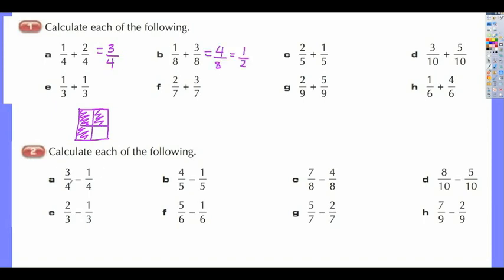So for this one we've got 3/4 and I want to take away 1/4. So looking back at my diagram, we've got 3/4 already shaded in. If I take away 1/4, I still have 2/4 shaded in, which is the same as 1/2. So here are the answers.